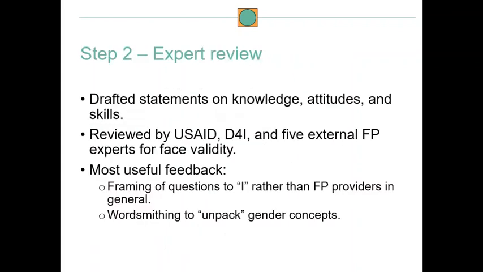After constructing our tool, we had a panel of experts review and provide feedback. And this included people within the USAID and D4I team, but also purposely people external to our team and who were family planning experts in different areas. Some of the most useful feedback we got, as they were able to help us think about the face validity of the instrument, was reframing some of the questions to "I" for family planning providers rather than talking about family planning providers in general, and some of the wordsmithing to unpack these gender concepts that I mentioned were pretty complex.